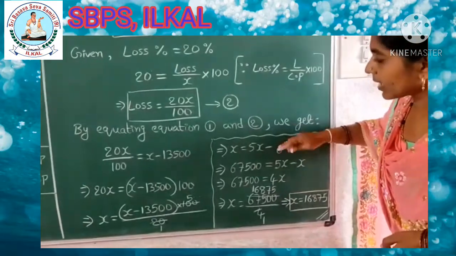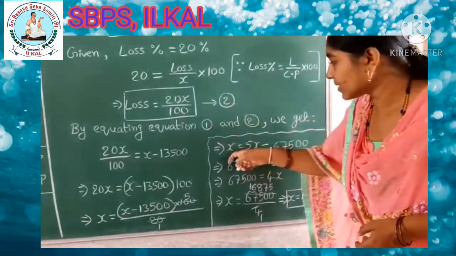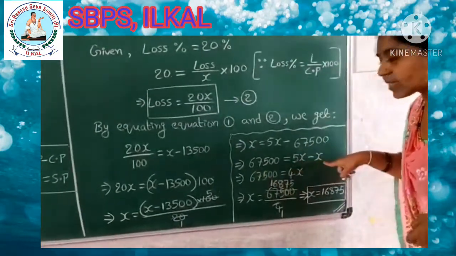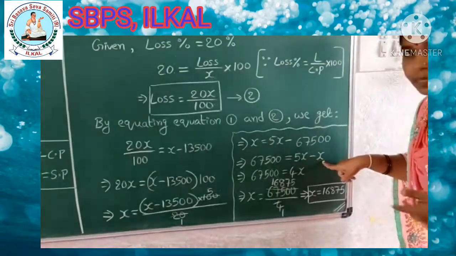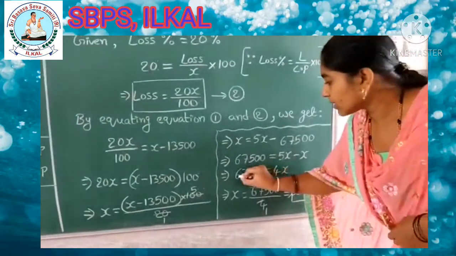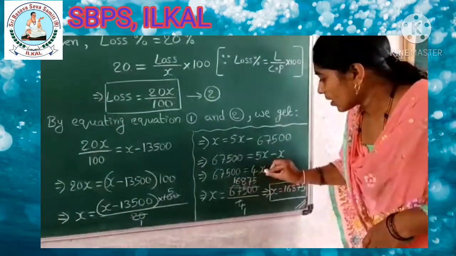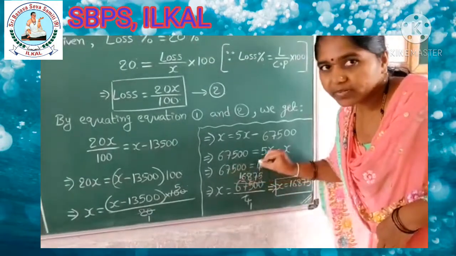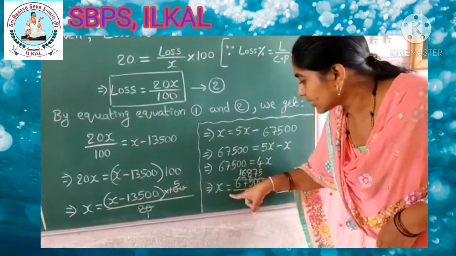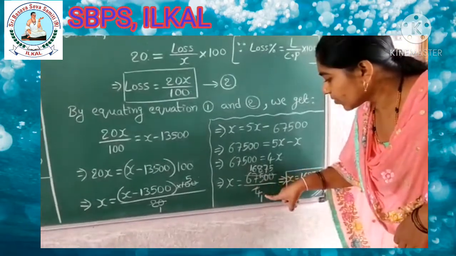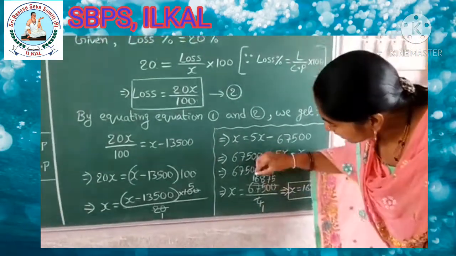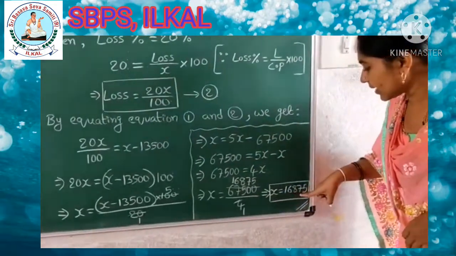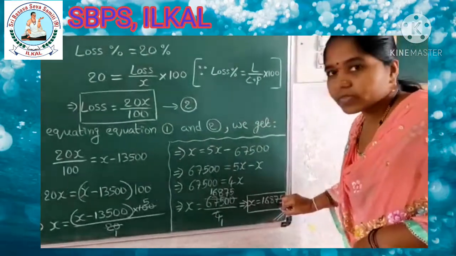This 67,500 you transpose to the left hand side and x you transpose to the right hand side. This is 67,500 is equal to 5x minus x. In 5x if you subtract 1x, 4x will be. So 67,500 is equal to 4x. This x will be equal to 67,500 divided by 4 when you transpose. If you strike out 4 ones are 4, and so on, x will be equal to 16,875.